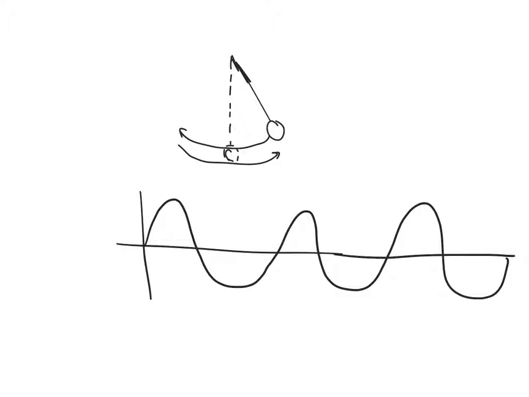Then it gets to the maximum negative amplitude. Then back to the x-axis at equilibrium. Then back to the positive amplitude. So what's going to happen if eventually this wave dies down? The amplitude of each of those waves is going to be smaller.